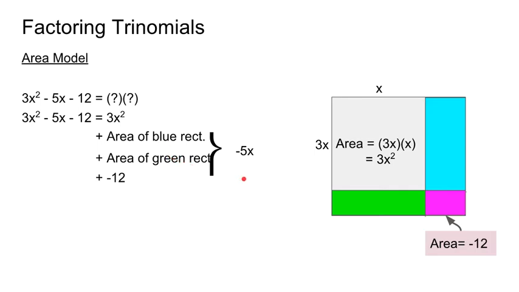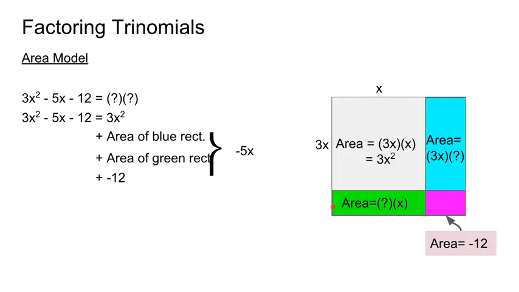Great. But how do we know what they are individually? We know that they add up to negative 5x. How do we figure out what the area of the blue rectangle is and what the area of the green rectangle is? In order to do that, we have to know a couple things. Well, first of all, we know something about that blue rectangle. We know the length is 3x. We just don't know what that width is. Similarly, with the green rectangle, we know the width is x, but we don't know what that little length is.